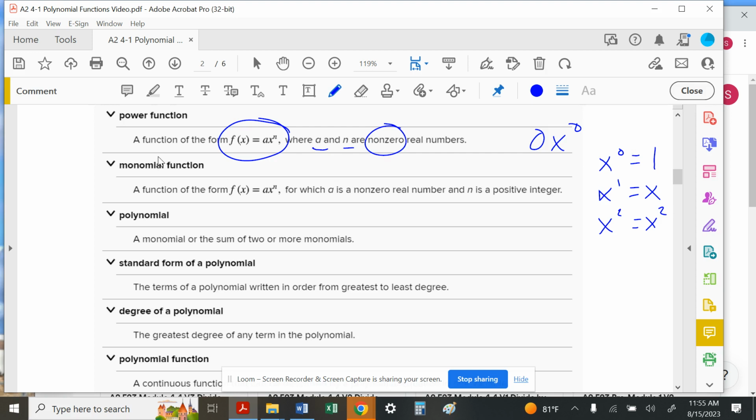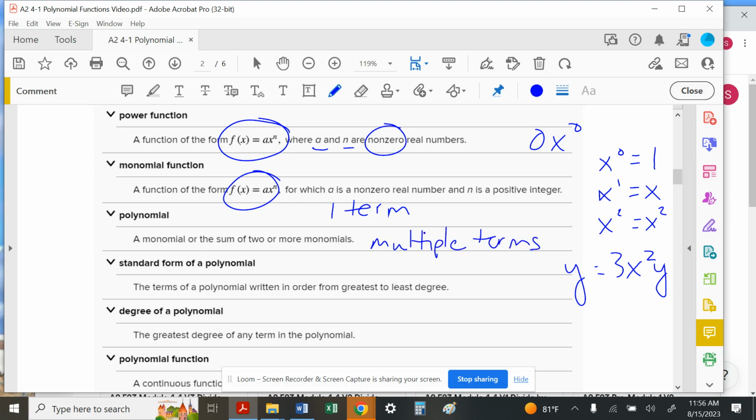Okay, a monomial is this one. It just means that it has to be one term. So I have y equals 3x squared y. It doesn't matter, just as long as I don't have anything adding to that. That's considered one term. That's considered a monomial. A polynomial is one monomial or more than one monomial, so it can have multiple terms. Basically, it just means that we can have multiple terms.